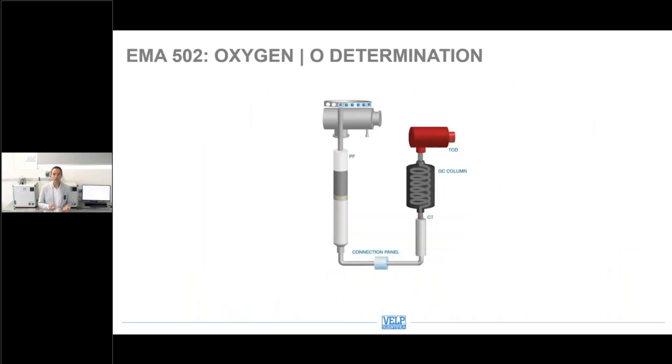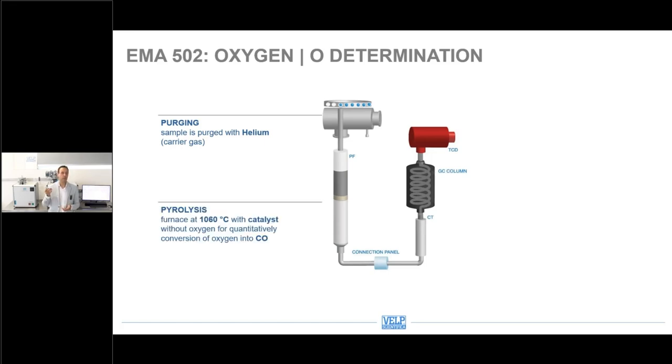The principle of operation is really similar to the classic CHNS mode, with the difference that for oxygen determination, we have to work without oxygen, that is called pyrolysis. So the sample is transferred to a purge chamber in the autosampler, where first a carrier gas purges the sample, and then the sample drops down into the pyrolysis tube, where oxygen of the sample is quantitatively converted into carbon monoxide.